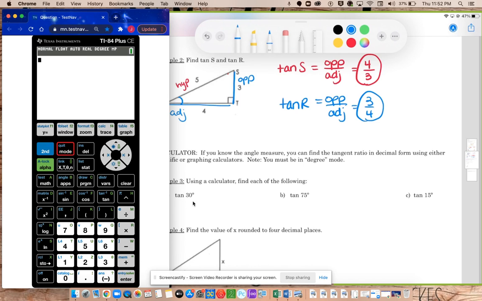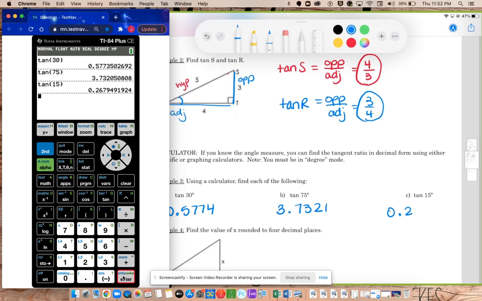Okay. So the next thing we want to do is find the tangent of 30 degrees. So it's automatically in degree mode, meaning whatever I type in, the calculator is assuming is in degrees. So we're going to hit tangent and then type in 30, and we're going to get a decimal. So that's about 0.5774. We can round. We can do the same thing again, tangent of 75. And we're going to get 3.7321. It rounds up. And then tangent of 15. And same thing, we have 0.2679.